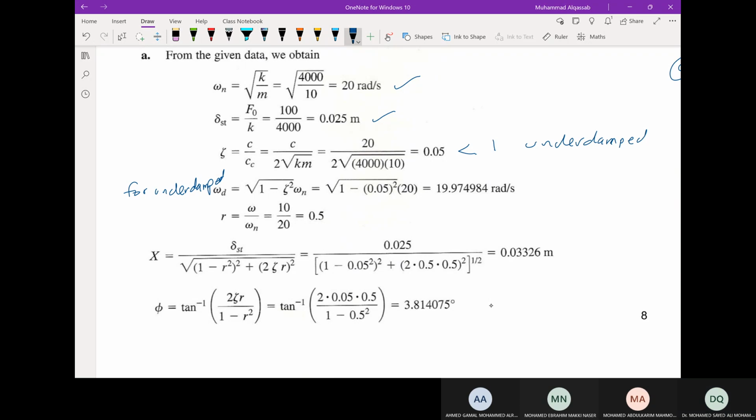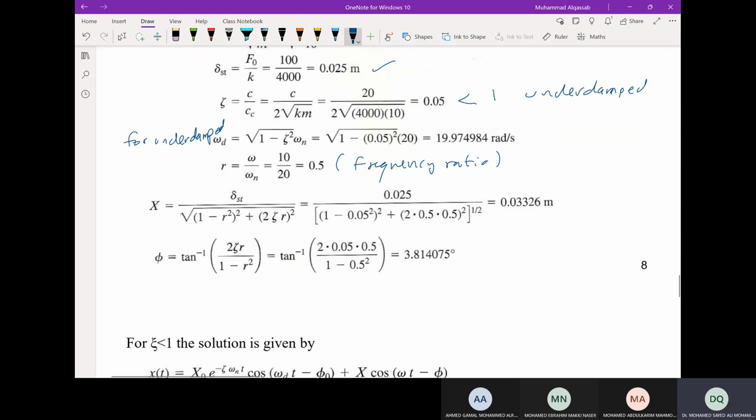And omega over omega n, this is the frequency ratio. We would need this in finding capital X. It becomes 10 over 20. Omega is given, it's 10, given as part of the question in part A. And omega n is calculated as 20, so 10 over 20 is 0.5. So this is less than resonance, below resonance.